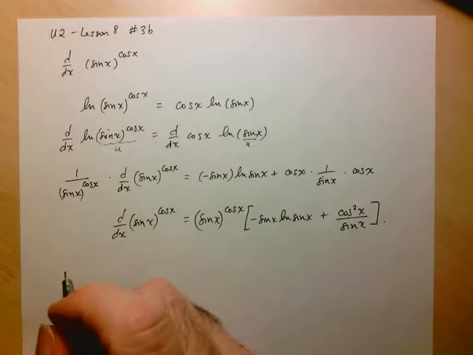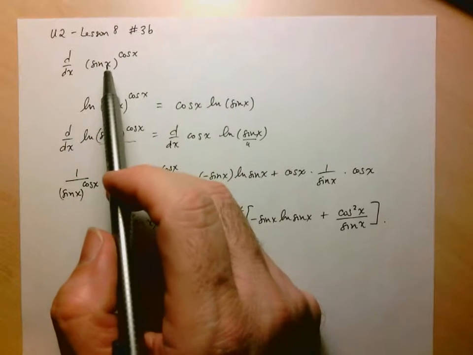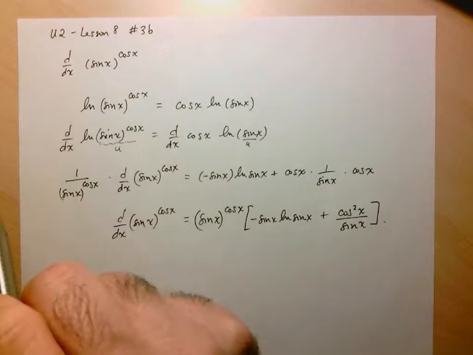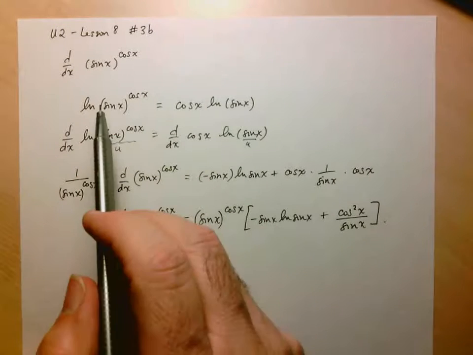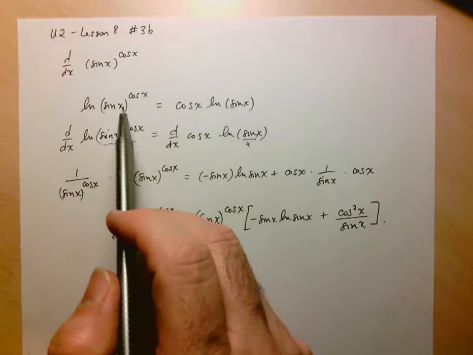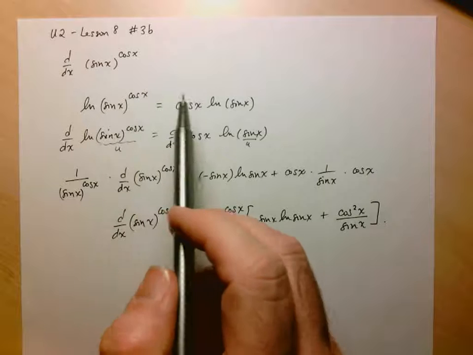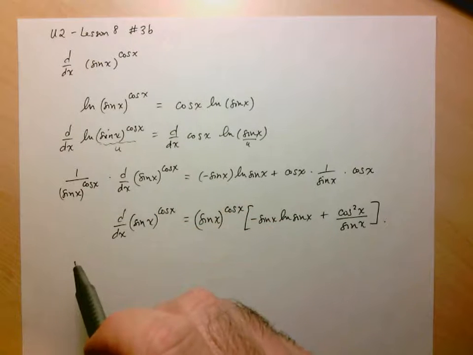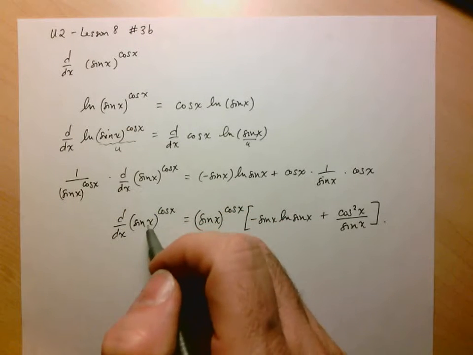So again, just to recap, as soon as you see a variable in both the base and exponent of a power, you know that you're going to have to use logarithmic differentiation. The way that works is to work with the natural log of that function, so that you can rewrite it using the ski-slope rule, and then from there take the derivative of both sides, and what you need comes out in the end.